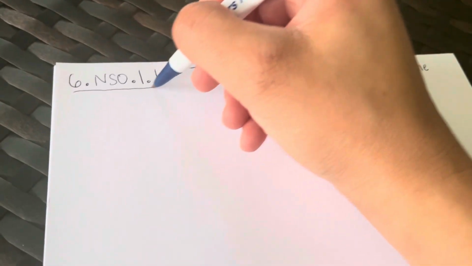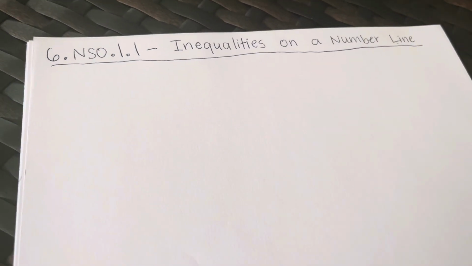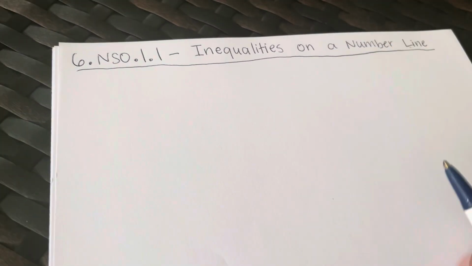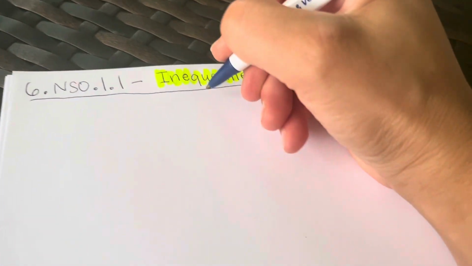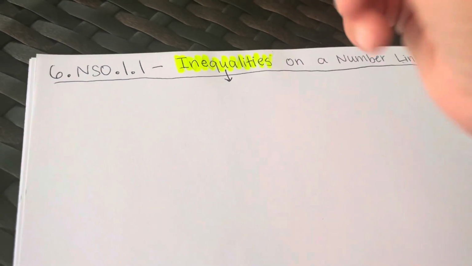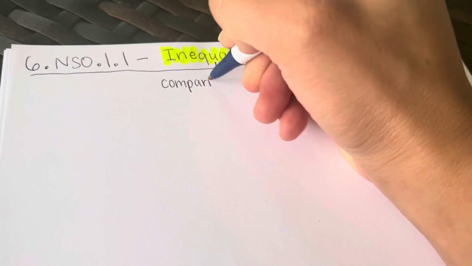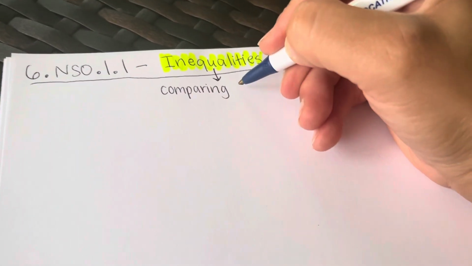I'm going to underline this. Okay, the actual term inequalities. I know it's weird, we don't normally highlight something in your heading, but if you can highlight that for me, and then I'm just going to draw a little arrow that comes down from there. That word inequalities honestly just means that you're going to be comparing two different values.